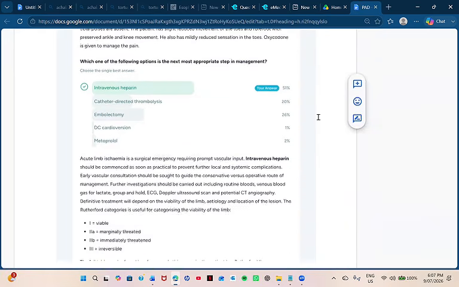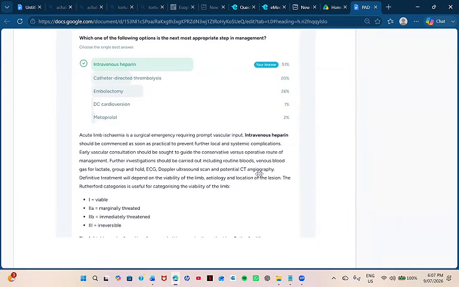The answer is intravenous heparin. This is acute limb ischemia, surgically requiring prompt vascular input. Intravenous heparin should be commenced as soon as practical to prevent further local and systemic complications. Early vascular consultation should be done. Management and investigations should be carried out, including routine bloods, a venous blood gas for lactate, ECG, Doppler ultrasound, and potentially CT angiography.